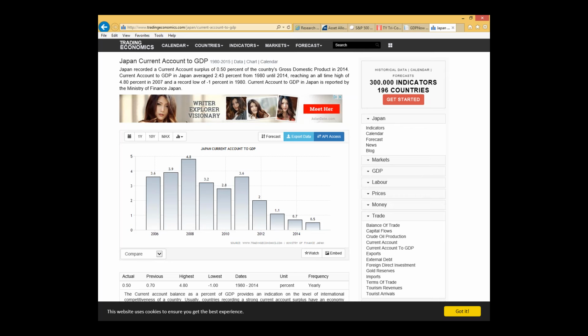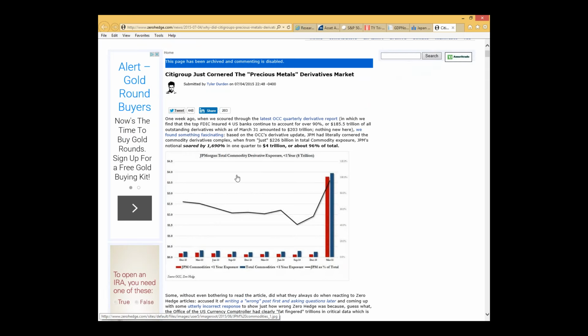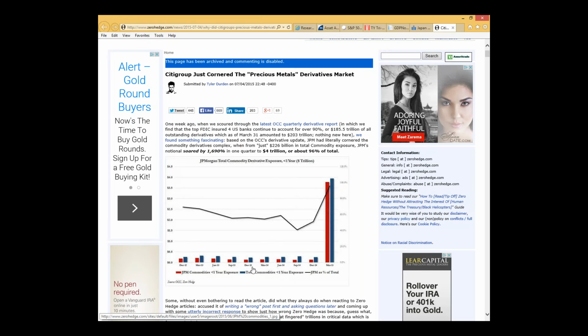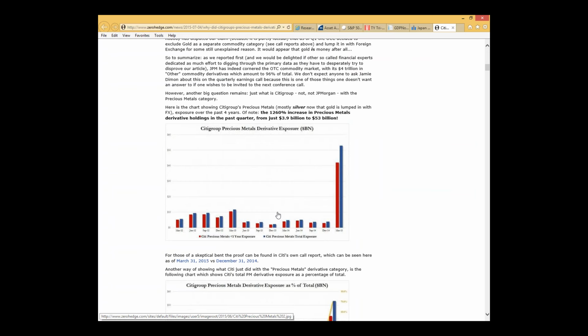I'll talk about precious metals a little bit. This is an article about the commodity derivatives exposure of JP Morgan, and this is by quarter. These are from reports on file with the Office of the Comptroller of the Currency. So we saw a big increase in the first quarter of 2015, and then Citigroup, it was the same type of situation, big increase in the first quarter of 2015.